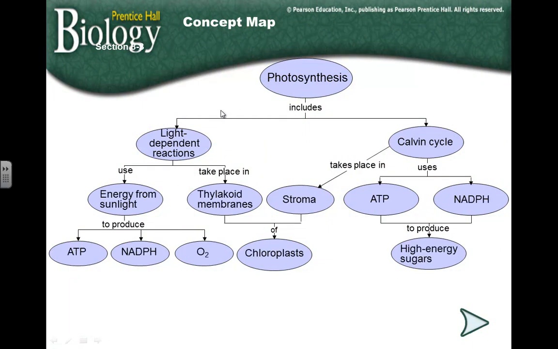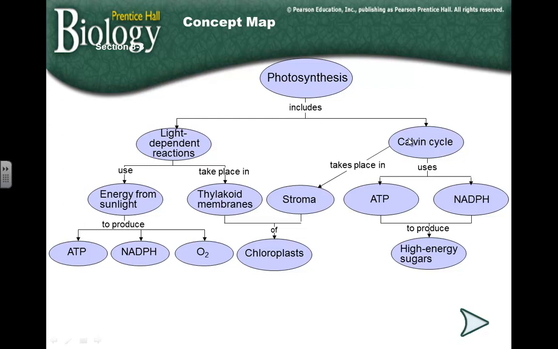So photosynthesis in the light-dependent reaction uses energy from sunlight, but we also need to water a plant. It takes place in the thylakoid membrane. It produces ATP, adenosine triphosphate, NADPH, and oxygen, which is important for us to breathe.